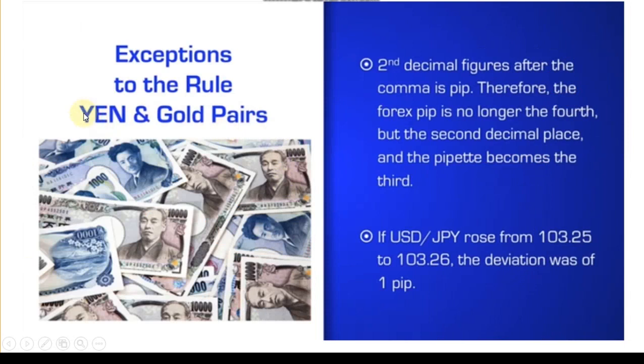So when it comes to yen and gold pairs, you are going to apply the same method, but look at what is said here: 2 decimal figures after the point. So 2 decimal figures after the point is the pip. You have to consider that as a pip. So what does that mean?